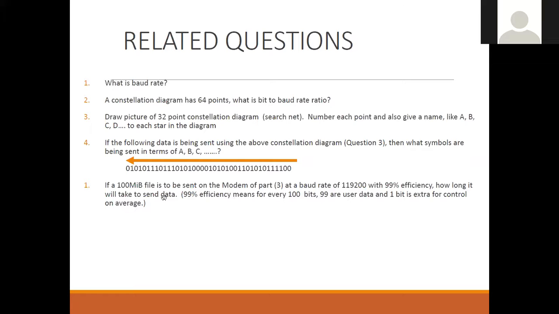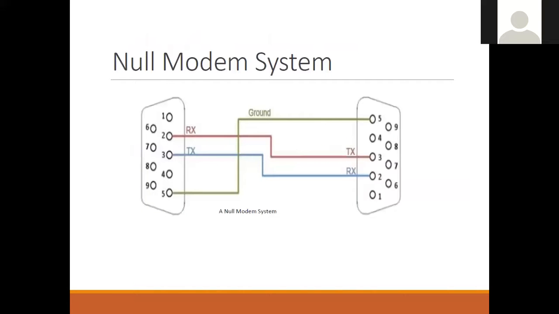This is what we are going to do next class. Null modem system in RS-232 is for when you don't have any modem in between, like you have in your class. So you connect ground to ground, RX of this to TX of that, and RX of that to TX of this. That is called a null modem system.